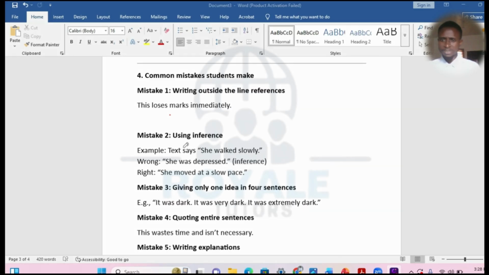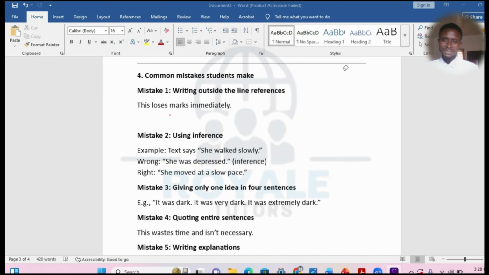This is an example of a text that says, she walked slowly. She walked slowly. This is an inference: she was depressed. Now, you don't need that for question one. You can paraphrase. You will see that the right answer that we have here is a paraphrase of the first one: she moved at a slow pace. It's the same thing as she walked slowly. So you don't need inferences at all. Students who infer lose marks immediately.